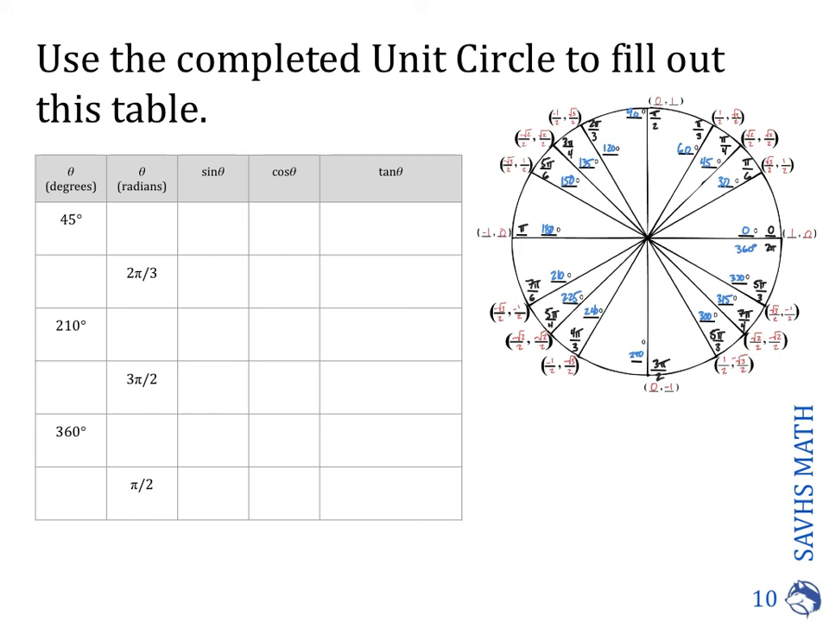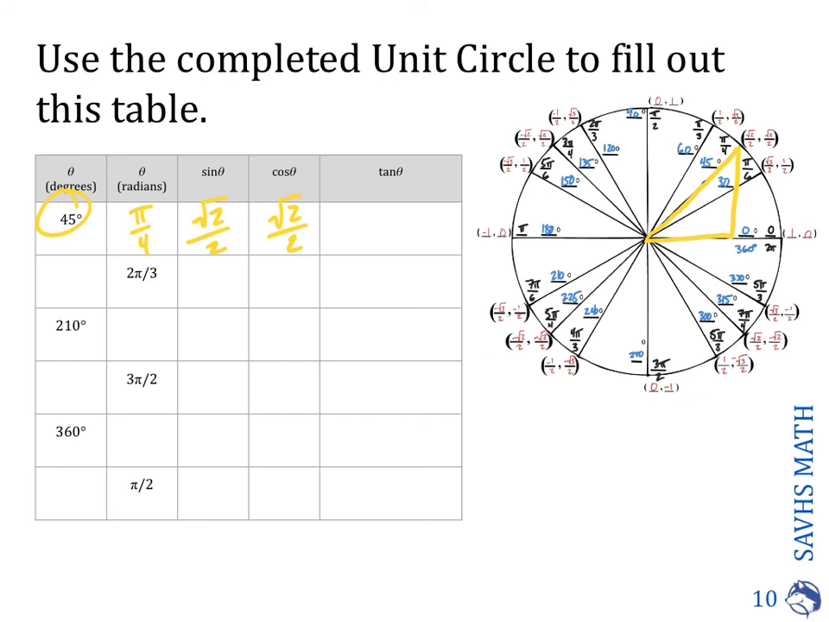I know we've done some of these, but what I want you to do is start by taking your degree measure and finding that degree measure on the unit circle. 45 degrees is there. In radians, that's pi over 4 radians. The sine of pi over 4 is square root 2 over 2. The cosine of 45 is square root 2 over 2 also.